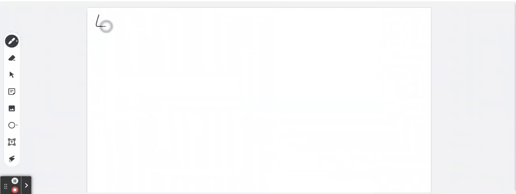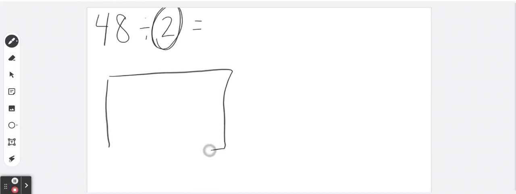If I have a number like 48 divided by 2, I am thinking in my head all about the divisor. So our divisor is 2, and that is what I'm thinking about, all the different multiples of 2. I'm also thinking about 2 groups. So 2 is our divisor. That means I am going to be splitting 48 into 2 equal groups.